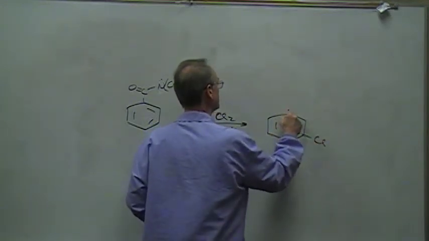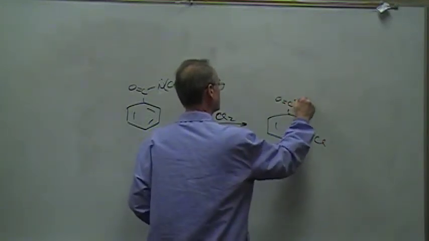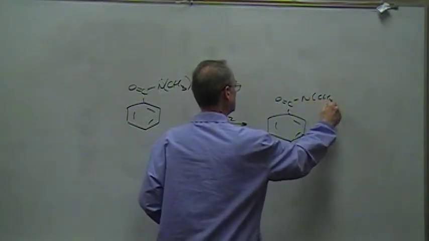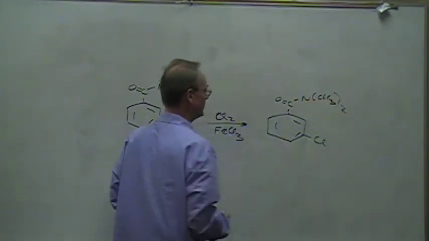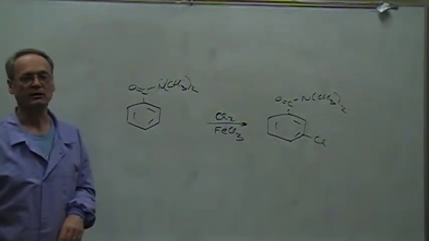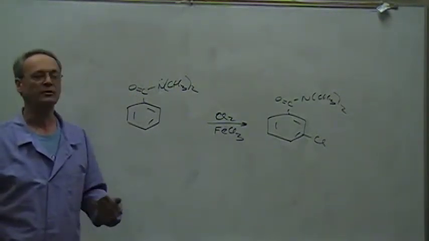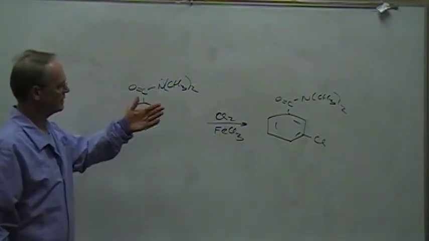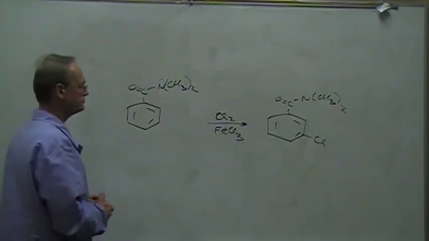Meta to the original group. And that's because the C double bond O carbonyl group is an electron-withdrawing group. It's a meta-director. It's a deactivator. So you get it going on in the meta direction.